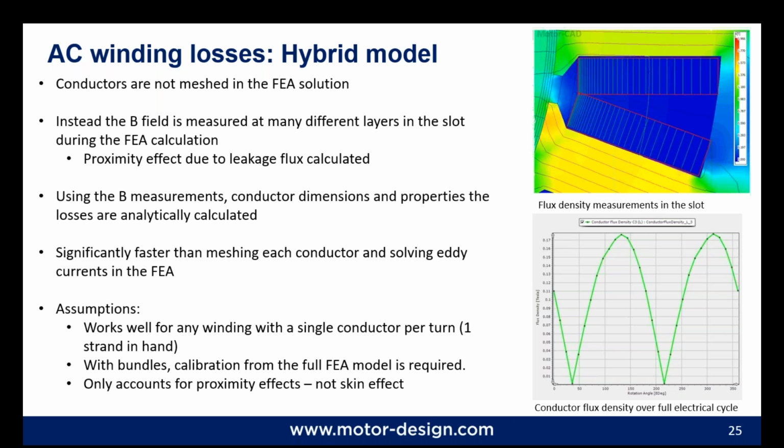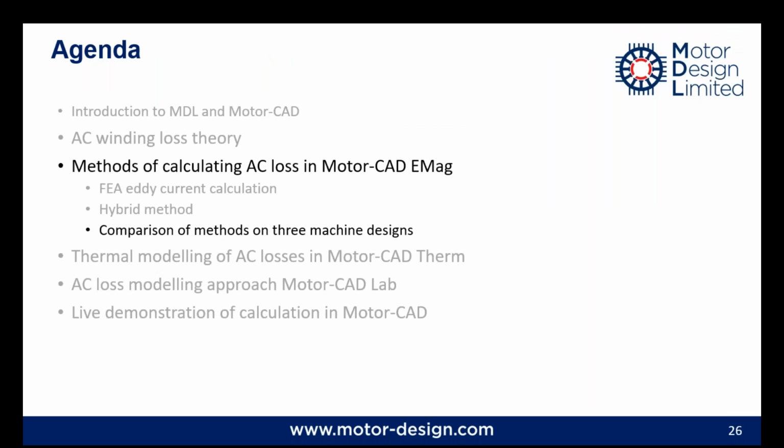With the multi-stranded bundles that we showed on the previous slide, it is a little bit trickier. What we tend to do is we calibrate the model using the full FEA approach for one operating condition, and then we use that hybrid model from then on to calculate different operating conditions. The other assumption that this hybrid model makes is it only accounts for the proximity effect. So the skin effect is neglected, but in a lot of cases, the proximity effect is much more significant than the skin effect. And we're going to show a little bit of validation of this method in the next few slides.